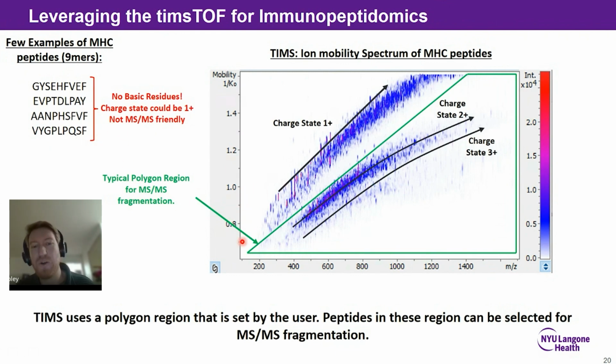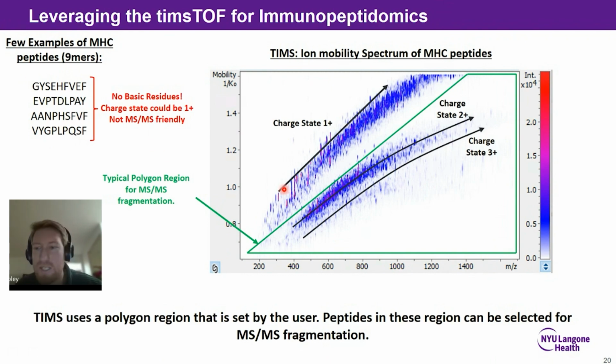On the TIMS, the way that you select the precursor ions for MSMS is you draw this polygon region. So you can select not only by m/z, but by the mobility as well. And you probably saw in a lot of Thomas's diagrams these streaks across the ion mobility spectrum. For peptides in this case, what these correspond to are the different charge states. So here you can see that the charge state 1 band for these immunopeptides is really prominent. Charge state 2, less so, and then not a ton of charge state 3 here because they're relatively small. They're only about 9 amino acids in this case.